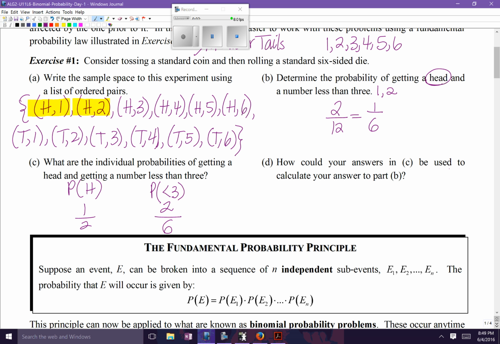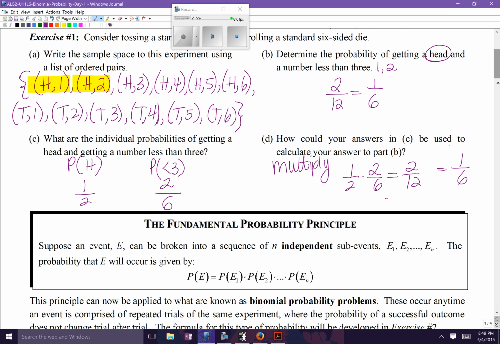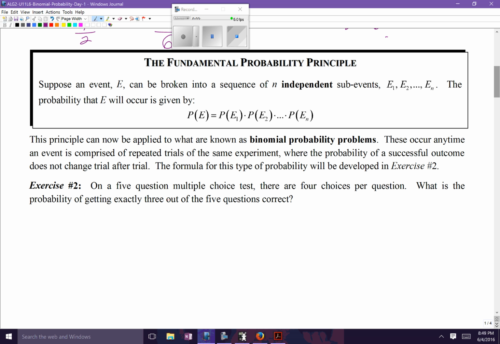How could your answer in Part C be used to calculate your answer in Part B? Well, take a look at the numbers I have. All right, and if you said multiply, you are 100% correct. If we multiply 1/2 times 2/6, we get 2/12, which we know reduces to 1/6. So the fundamental probability principle states that if we want to find the probability that event E will occur, we multiply the individual probabilities.